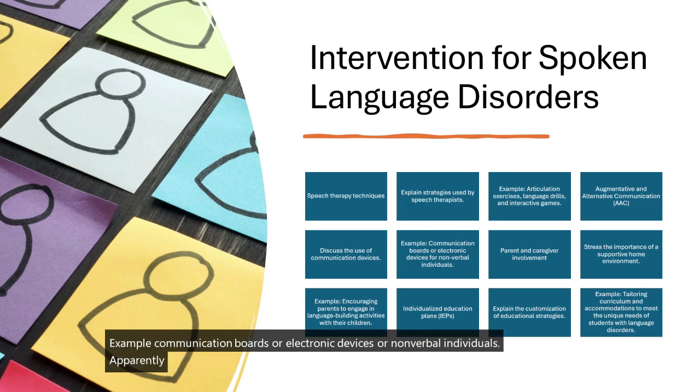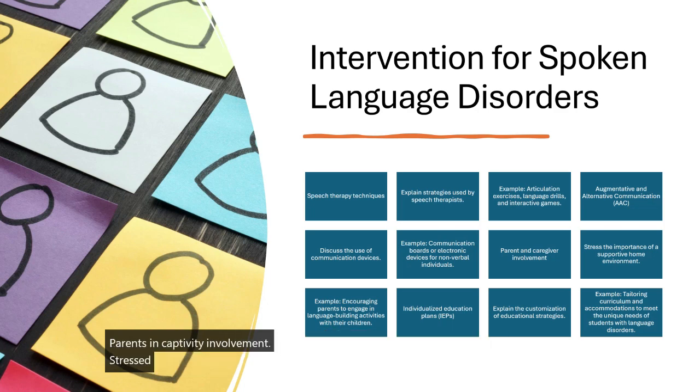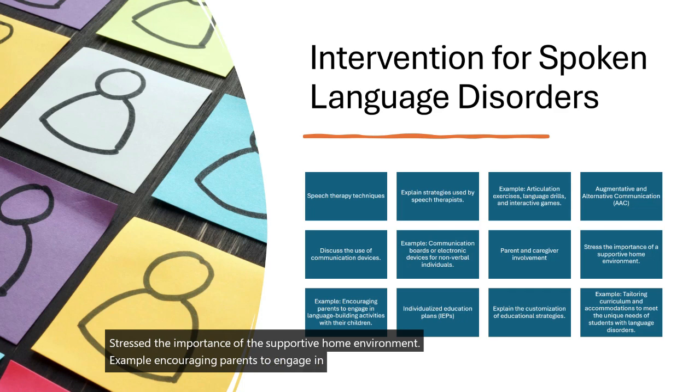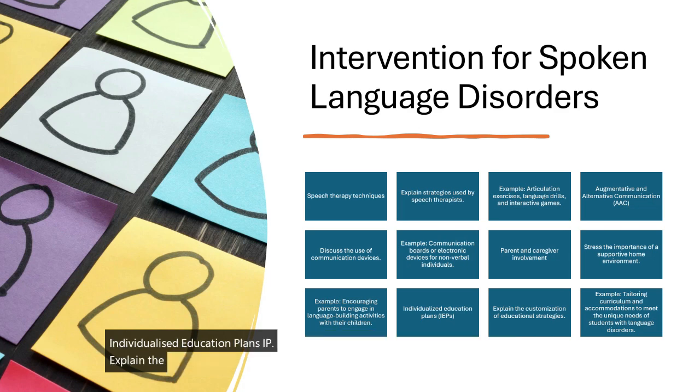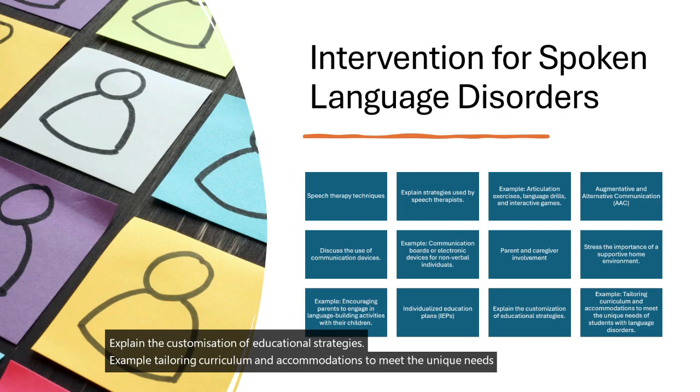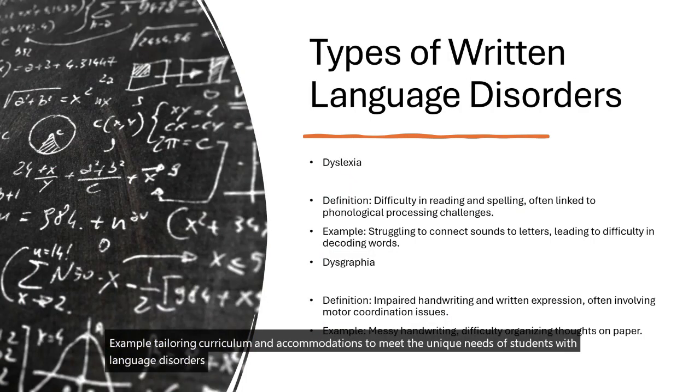Parent and caregiver involvement. Stress the importance of a supportive home environment. Example: encouraging parents to engage in language building activities with their children. Individualized education plans, IEPs. Explain the customization of educational strategies. Example: tailoring curriculum and accommodations to meet the unique needs of students with language disorders.